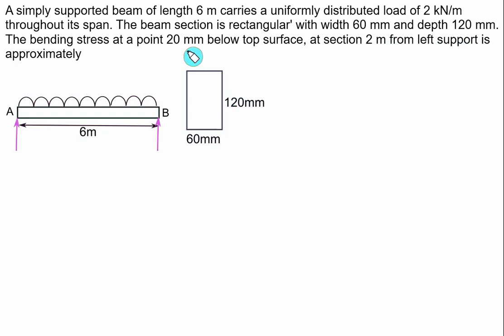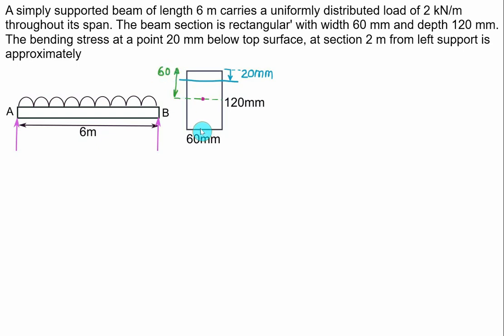So it is very particular about the location of the bending stress from the top surface. You have to locate the point equal to 20 mm, and we have a distance from the left support where we have to calculate the bending moment. That distance is equal to 2 meters. So we are interested in this fiber which is below the top surface at a distance equal to 20 mm. We can mark here the location of the neutral axis. The neutral axis is at a distance equal to 60 mm, that is d by 2.